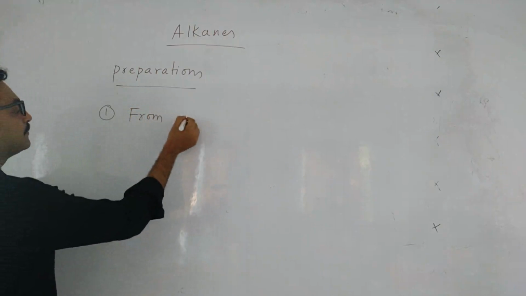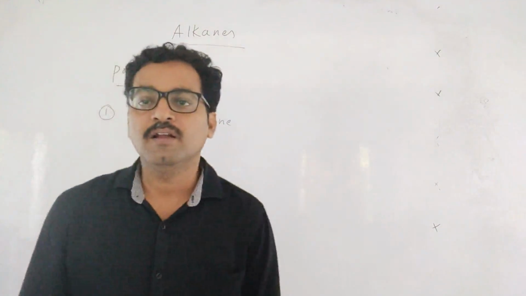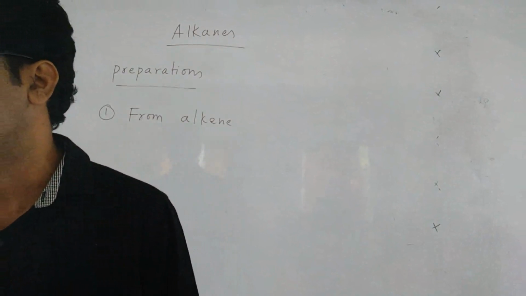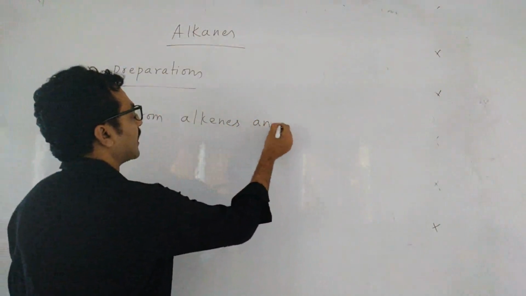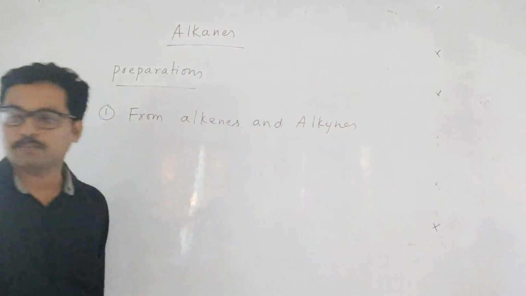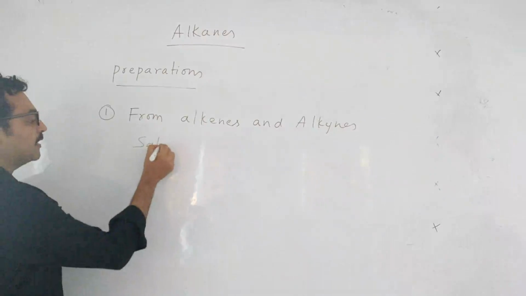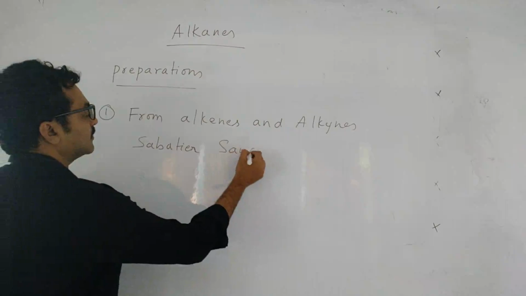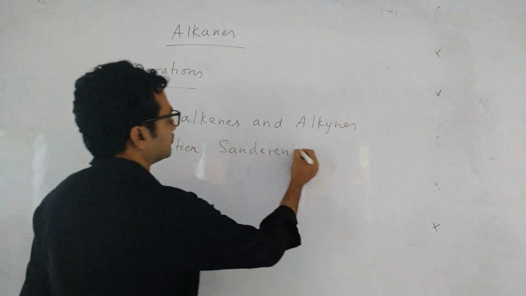How can you prepare? What is the reaction name? Here some named reactions will be there. You have to remember the named reaction and also the reagent involved in that. So from alkenes and alkynes, how can you prepare alkanes? Just by reduction. So by reduction, that name is the Sabatier-Senderens reaction.